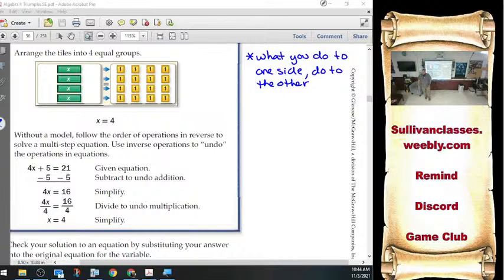What you do to one side, you do to the other. That's the one that most kids remember. It's a teeter-totter. It's a balance. Okay? If I throw AJ and Riley on the teeter-totter, okay? Doom, doom, doom, doom.